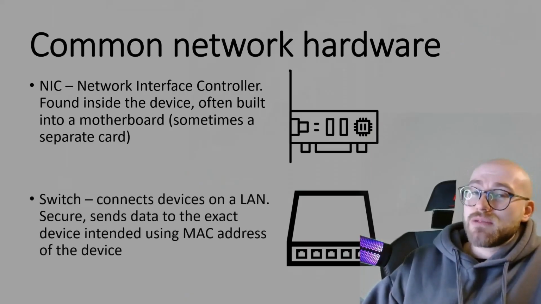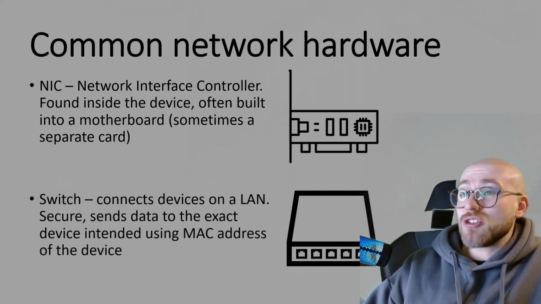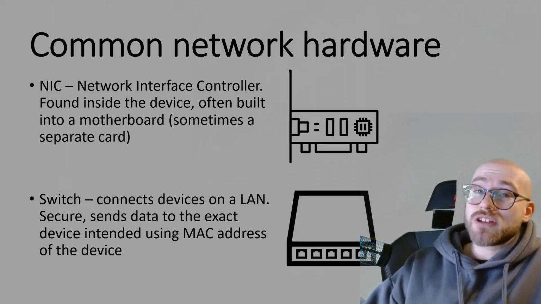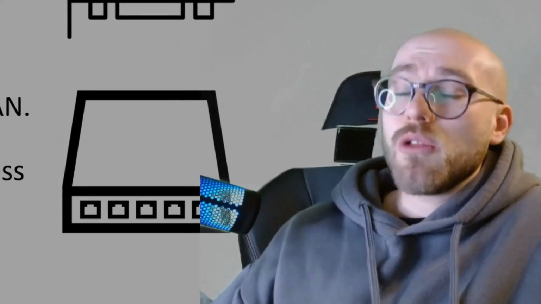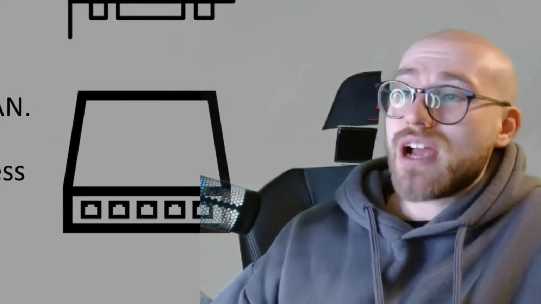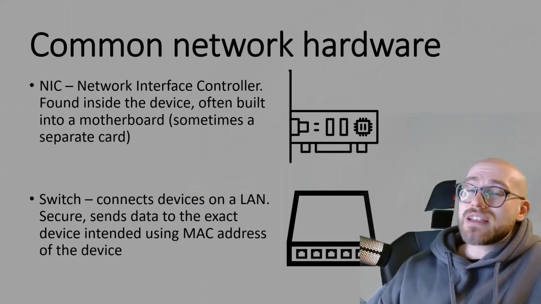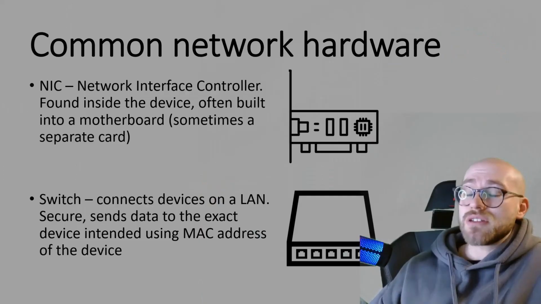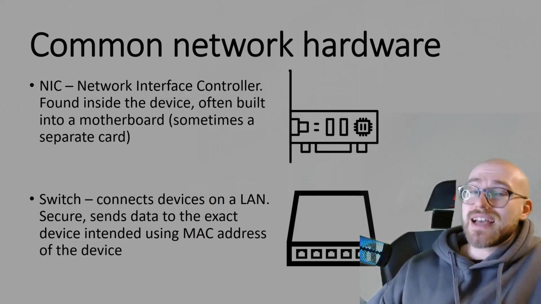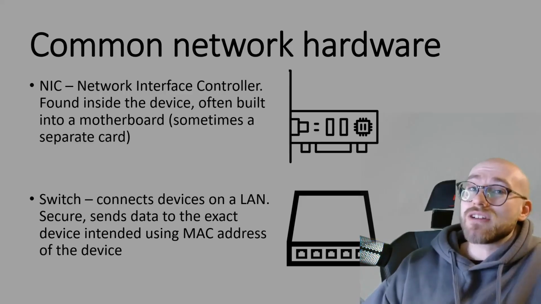So the next device, which is probably the most common one that you'll hear about on your exam, is what we call a network switch. Now a switch is a very clever device because it will remember where other devices are on the network using the MAC address. And because of that, it makes it really secure, and it doesn't broadcast any information to any other device. It will send the data directly to the device it's intended to go to.